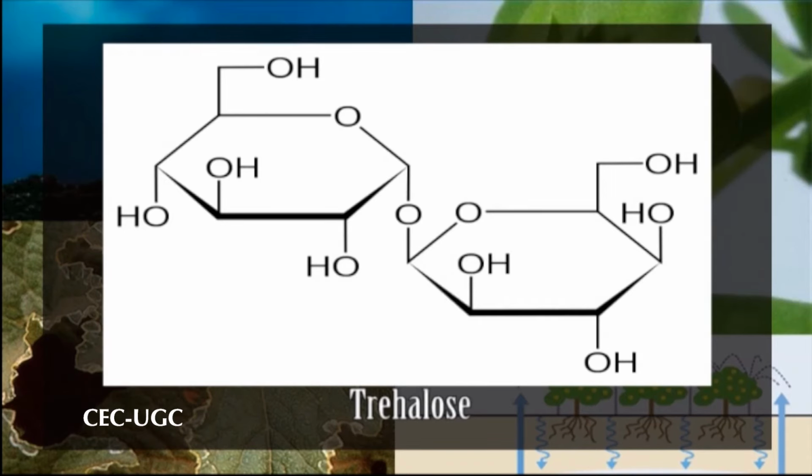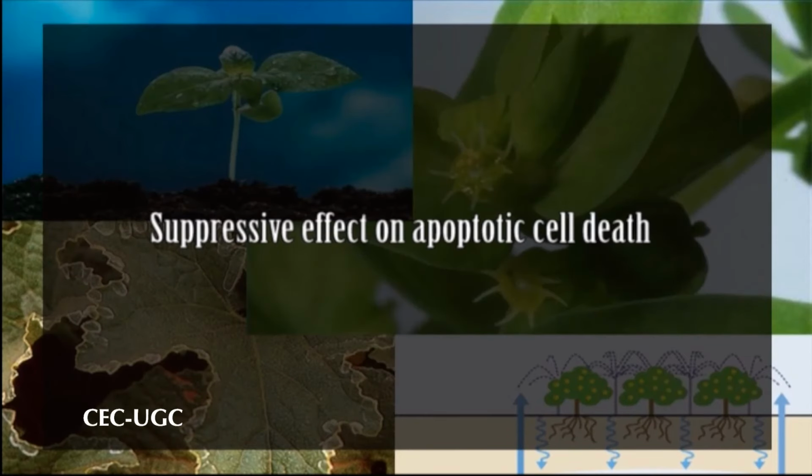Trehalose, a disaccharide, accumulates under various abiotic stresses and protects membranes and proteins in cells exposed to stress that causes water deficit, and reduces aggregation of denatured proteins. According to scientists, trehalose has a suppressive effect on apoptotic cell death. There is now conclusive evidence to suggest that trehalose is present in trace amounts in vascular plants, including major crops, but the actual role of this osmolyte is still unclear.